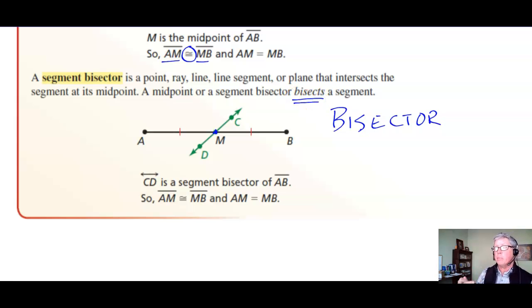So when you hear the word bisector, I want you to think of a couple things. You're taking something and cutting it exactly in half, creating two equal parts. Because the word bisector is going to come up a lot in this class. All right, so we'd say the line CD is a segment bisector of AB. We could say that M, just the point M, is the segment bisector. So that's another way to look at it.